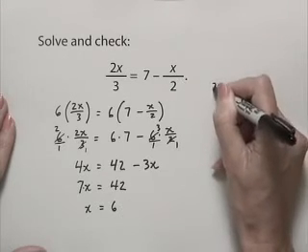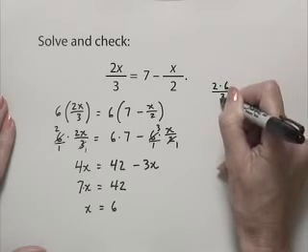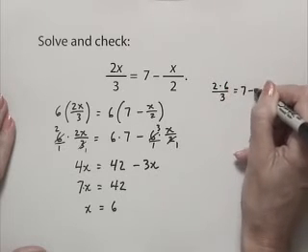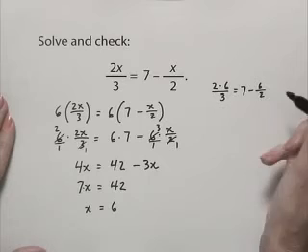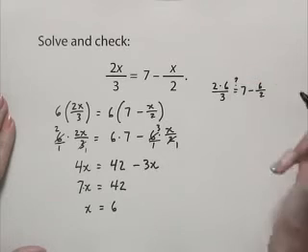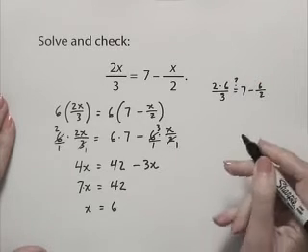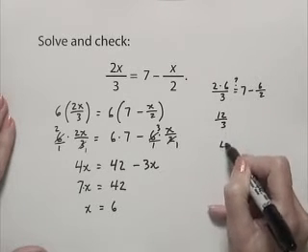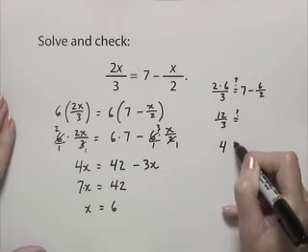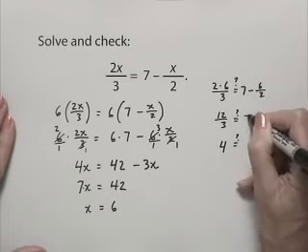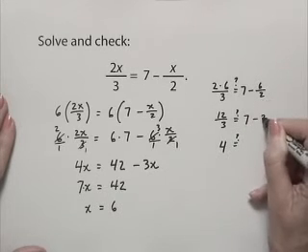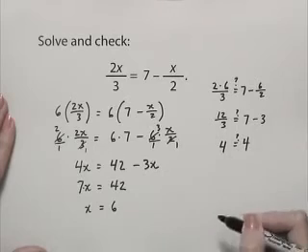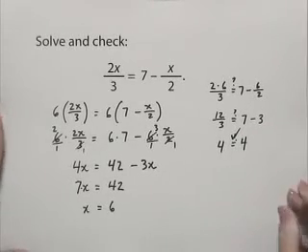We'll end up with 2 times 6 divided by 3 equals 7 minus 6 divided by 2. We're questioning whether this statement is true or not. Let's simplify the left-hand side. We end up with 12 divided by 3, which is equal to 4. Is that going to give us the same result as 7 minus 6 divided by 2, which is 3? Yes, 4 does equal 4, and therefore we've checked our solution.